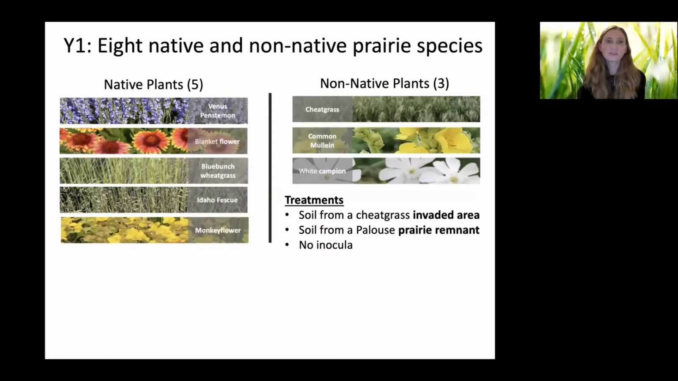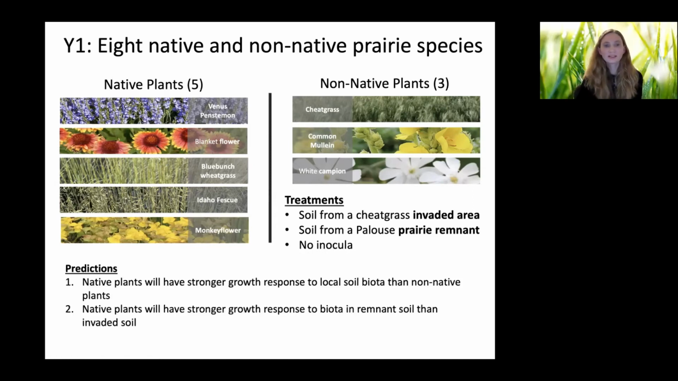The first year of the study, we used 8 different plant species. We had 5 native plant species and 3 non-native plant species. The native plants were Venus penstemon, blanket flower, bluebunch wheatgrass, Idaho fescue, and monkey flower. And then our non-native plant species were cheatgrass, mullein, and white campion. And we grew them in these 3 treatments.